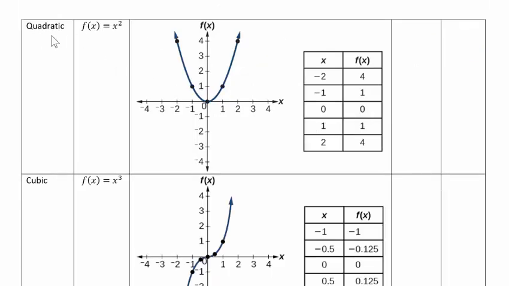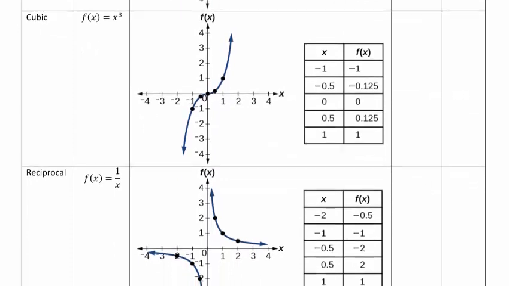For the quadratic function, f of x is equal to x squared, we see that it consists of some points like negative 2, comma 4, 0, 0, and positive 2, comma 4, and is therefore a U-shaped graph. And the domain is all real numbers, but the range is just from 0 to infinity.